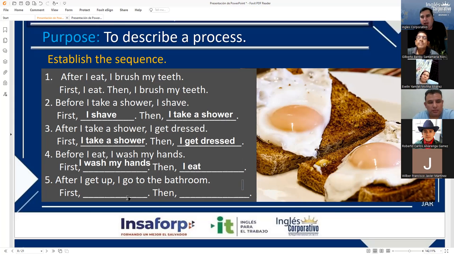After I get up, I go to the bathroom. First, I get up. Then, I go to the bathroom. Excellent. First, I get up, then I go to the bathroom.